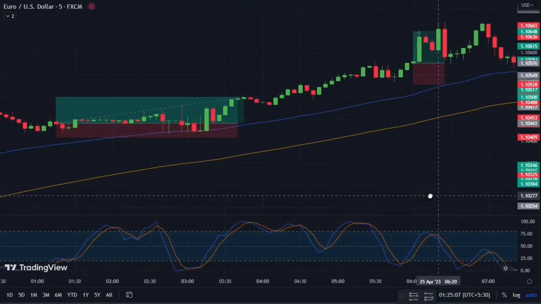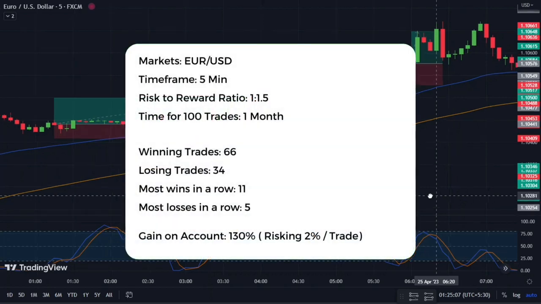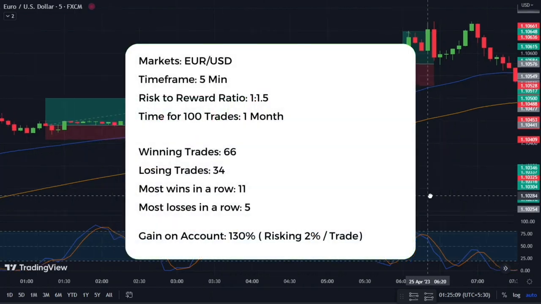Okay, so I did 100 backtests, which took about 1 month, and the results for the strategy are really good. As you can see, the strategy had a 66% success rate, which is crazy high for a short-term trading strategy. The most wins in a row is 11, and the most losses in a row is 5.